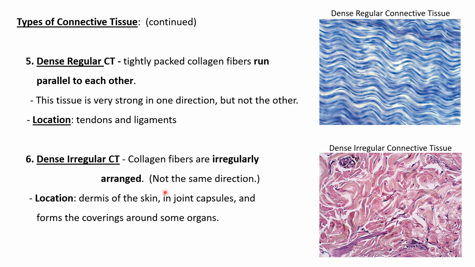Now one place I don't have here is that this is found in the sclera, or the white of the eye. If you look at the eye, you'll notice it is white, and that's because the collagen is white, and it's densely packed collagen fibers. And it's also very, very tough. If you've ever dissected a cow eye, you'll know it's really, really hard to get through the sclera.